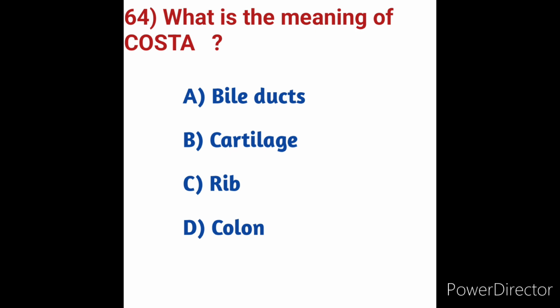C-O-S-T-A. What is the meaning of costa? We will see here the options. Option A, bile ducts. Option B, cartilage. Option C, rib. Option D, colon.